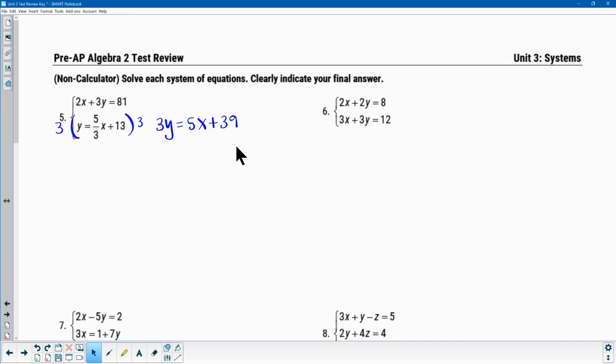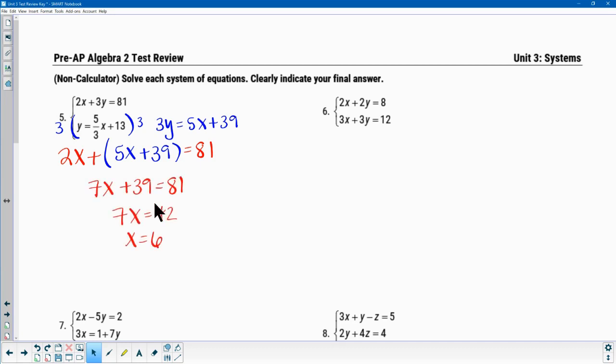This is not a step you have to do. You can still work with the fraction and get the correct answer. But now that I have 3y, I see that I can replace this entire statement with 5x plus 39. So that's what I did. I substituted 5x plus 39 where there was a 3y. Going to do some simplification. I got 7x plus 39 equals 81, which became 7x equals 42, x equals 6.